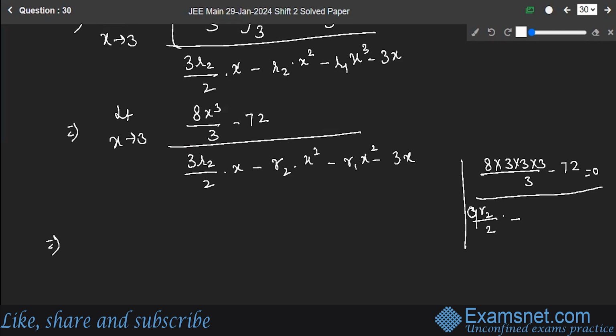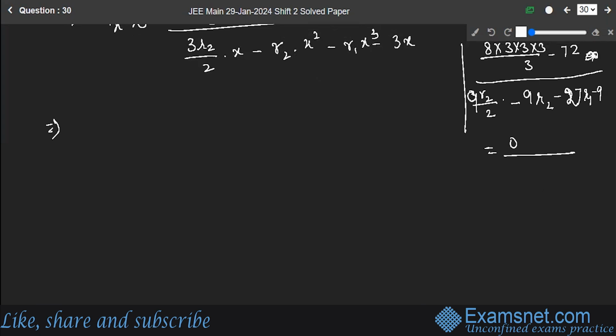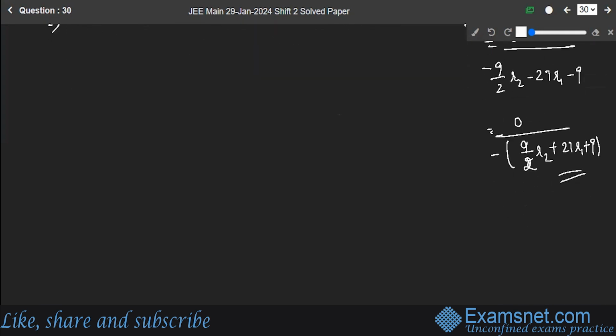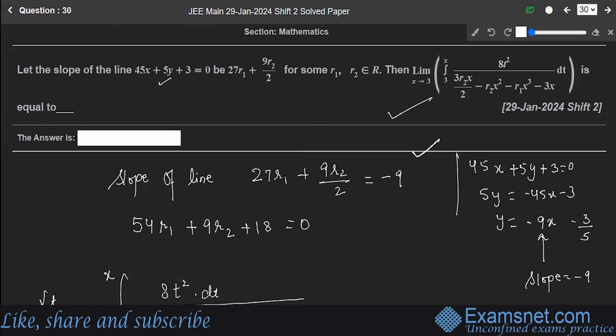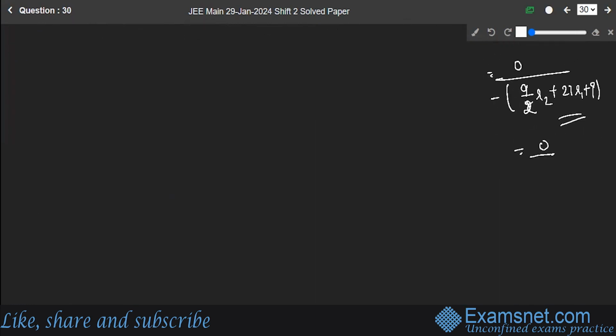Okay, I'm writing 9 over here, minus 9√2, minus 9, this is cube, 27, √1, minus 9. So this will be equal to 0 upon, here this will be minus 9 by 2 √2 minus 27 √1 minus 9, or this is 0 upon minus, taking 9 by 2 outside, √2 plus 27 √1 plus 9. This is equal to 0. Look over here, according to this equation, this denominator is 0. So this is 0 upon 0 form.